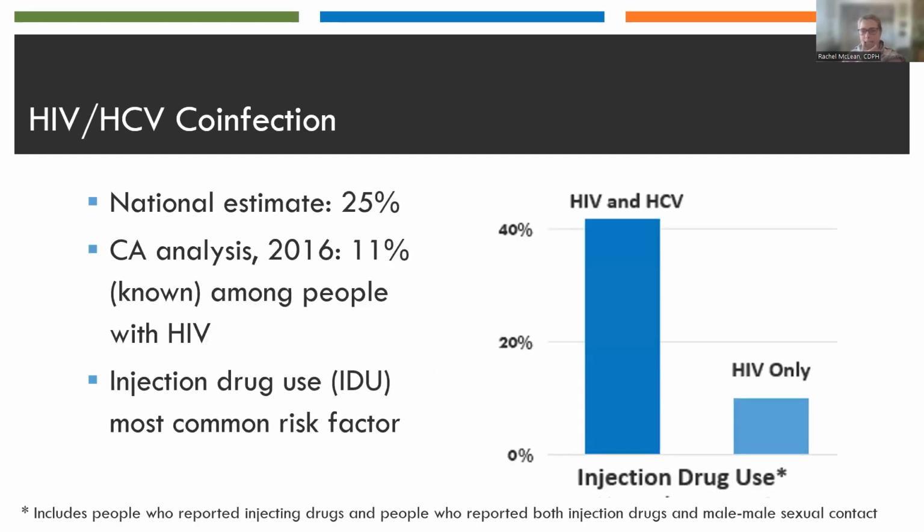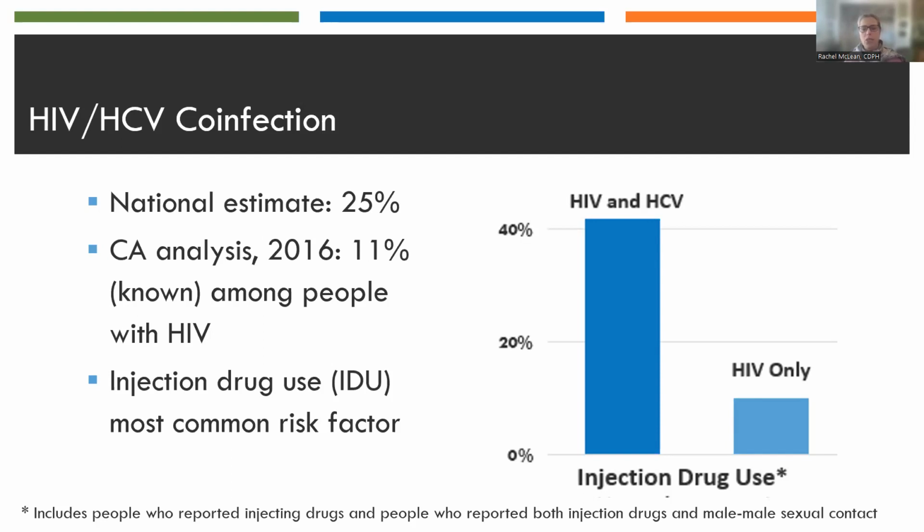In terms of hepatitis C, also the estimates we have are quite old, but we did an analysis of 2016 data of people with HIV in California, how many had known co-infection with hepatitis C, and it was about 11%. The true number is probably higher for both Hep B and Hep C because many people are undiagnosed.